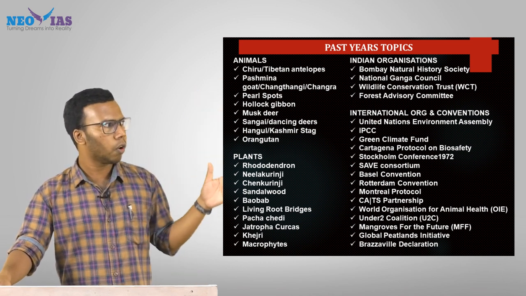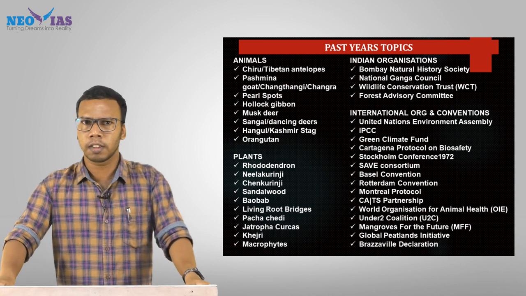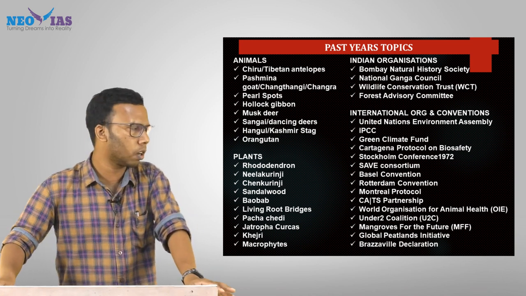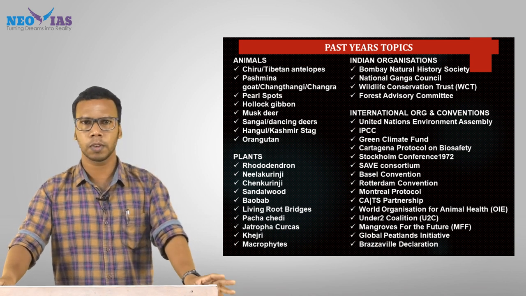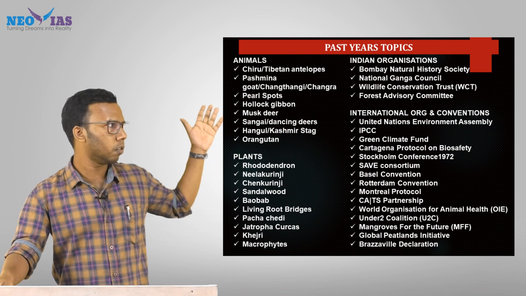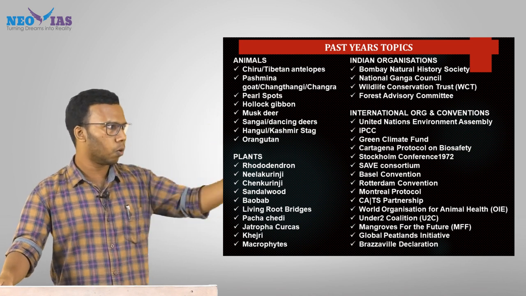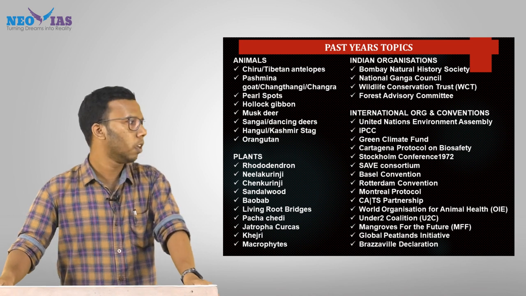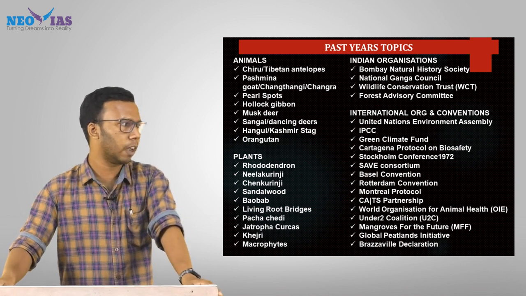Okay, so you need to know regarding orangutan, whether it is naturally found in India or not. We know that orangutan is not naturally found in India. Then the plants which were in use in previous years are rhododendron, nilakurinji, chengurinji, sandalwood, baobab, living root bridges, pachachedi, jatropha curcas, kajri tree, macrophytes.